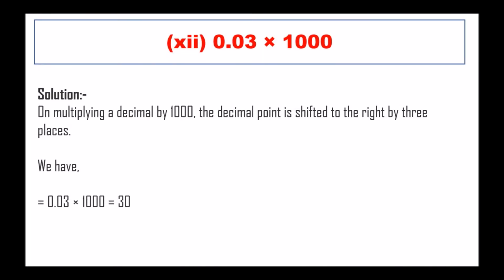0.03 into 1000. So on multiplying a decimal by 1000, the decimal point is shifted to the right by three places. So 0.03 into 1000 will become 30.